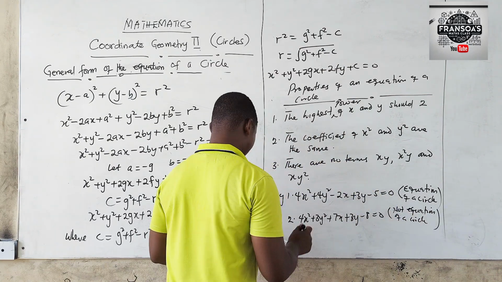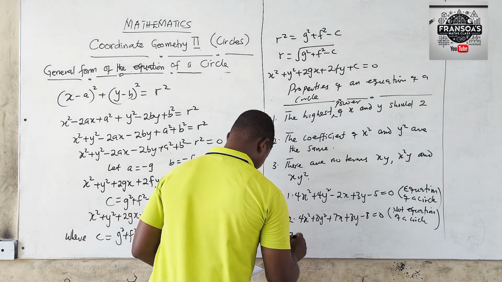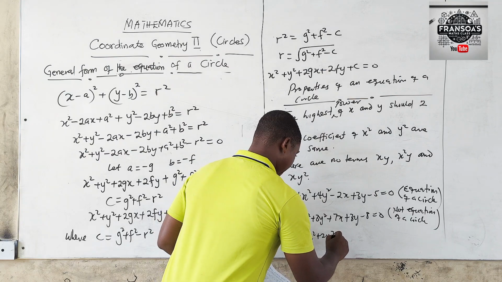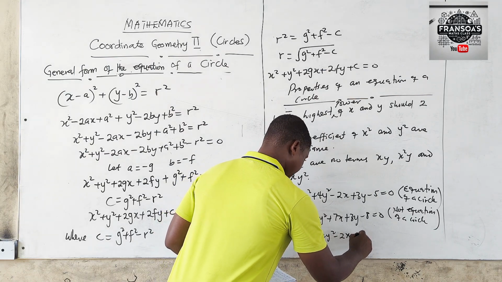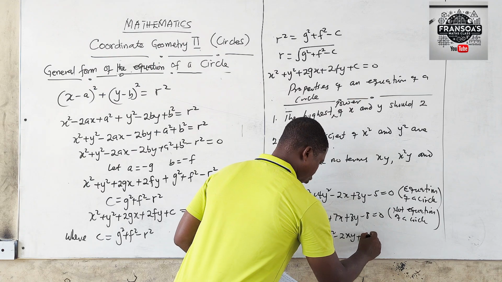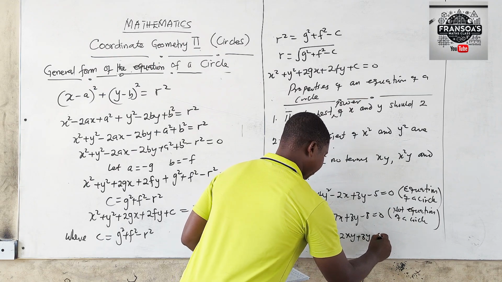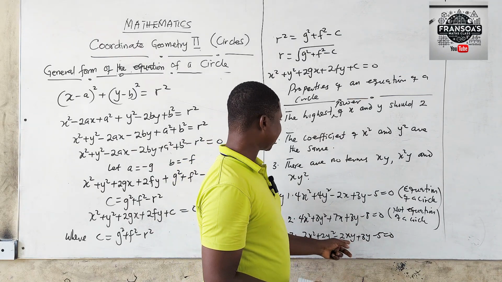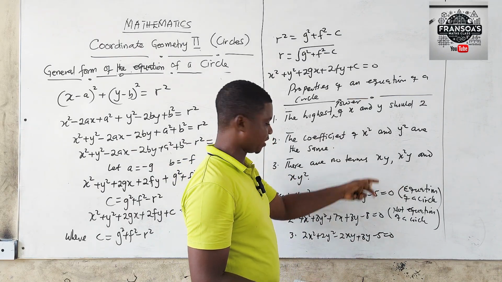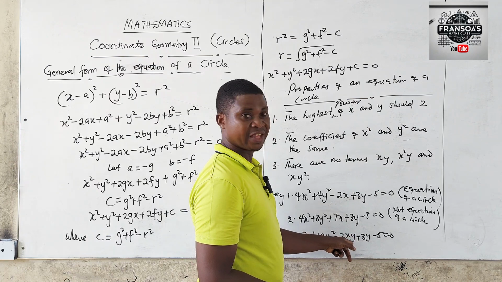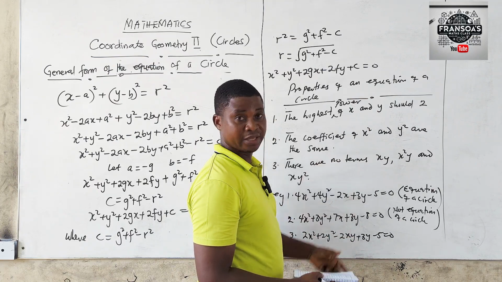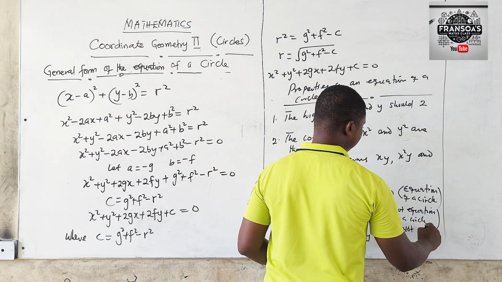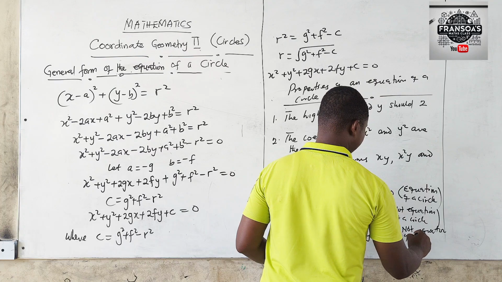Then let's look at another one, which is our third one. When you have 2x squared plus 2y squared minus 2xy plus 3y minus 5 equal to 0. When you look at this equation, you realize that it doesn't satisfy the third property. Here you have xy, and it shouldn't be there. So since that one exists, this one is not an equation of a circle.